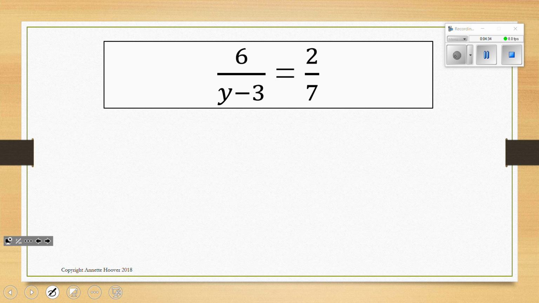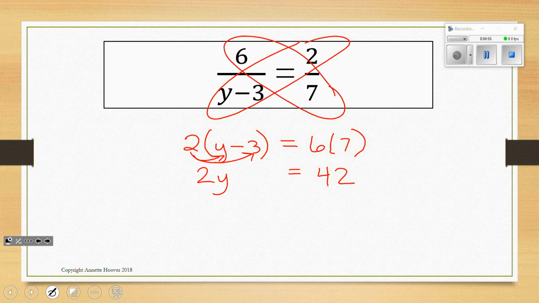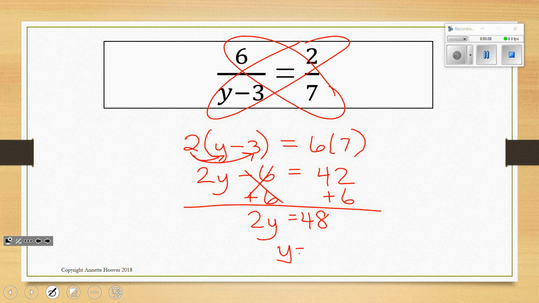Let's do one more example like this. Here's our diagonal. We have 2 times the difference of y and 3, and we're going to set that equal to our second diagonal, which is 6 times 7. Of course, 6 times 7 is 42. Here we do the distributive property, and 2 times y is 2y, and 2 times -3 is -6. Now we have our two-step equation, so we add our 6 on both sides, and we discover that 2y is equal to 48. And then when you divide both sides by 2, y would be equal to 24.